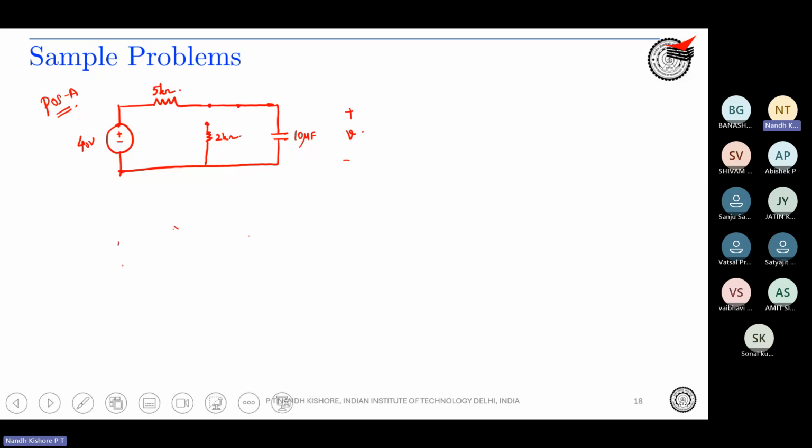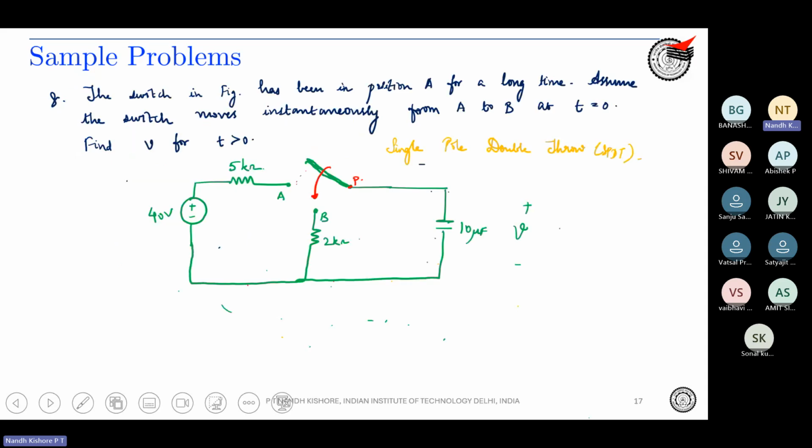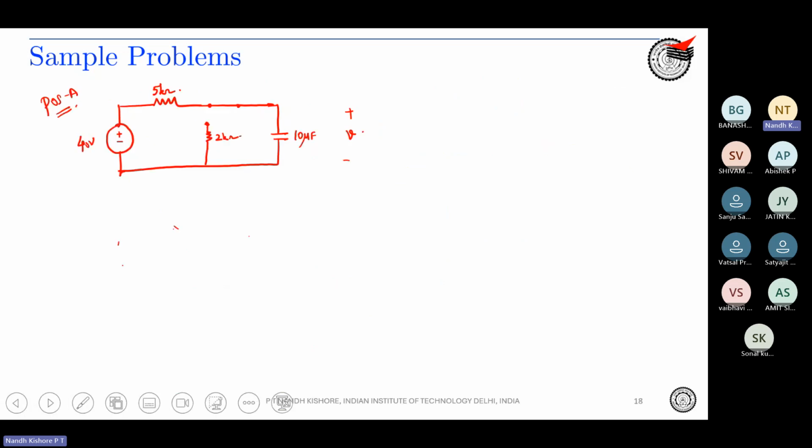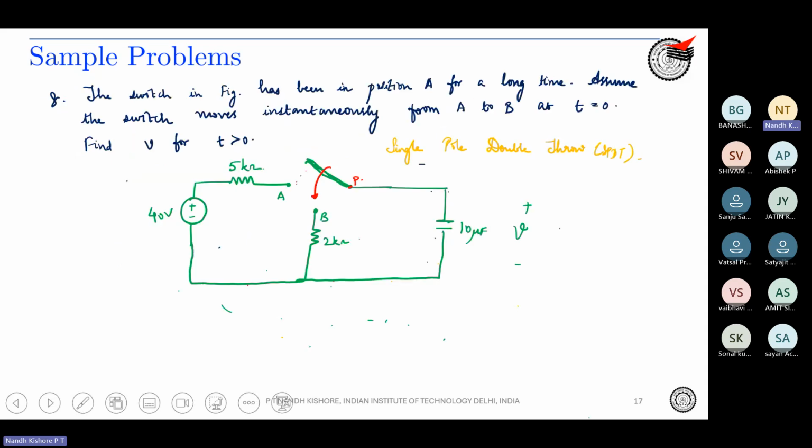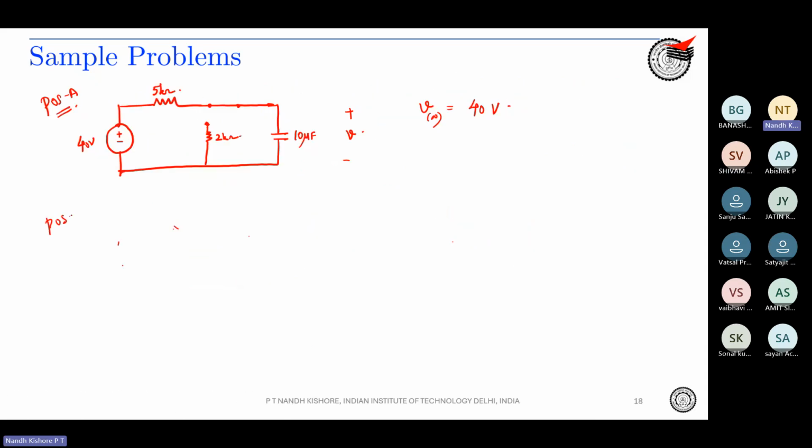So the switch has been in position A for a very long time. So what is the voltage V? What would be V if I have been in position A for a very long time? V infinity is 40 volts, correct. So the capacitor is completely charged to 40 volts. Now I am switching from position A to position B. So if I go to position B, what happens to the circuit?